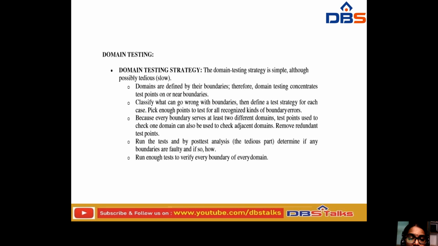So what are the adjacent domains? Adjacent domains are side by side domains. We are going to check those, and this will remove the redundant test points. What are the redundant test points? They are the points that are not needed. Then you have to focus mainly on the redundant test points.